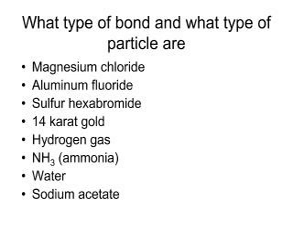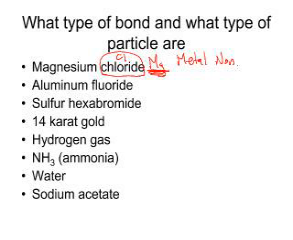What type of bond and what type of particle is magnesium chloride? We need to look at our periodic table again. So if you can get out your periodic table in your book or scroll back to the periodic table I had before. Magnesium is on the left-hand side, so it starts with a metal. And chloride is chlorine, which is Cl, and that's on the right-hand side. It's a nonmetal. So a metal and a nonmetal would be ionic. What type of particle? It would be a lattice, which is many particles, to be honest with you.